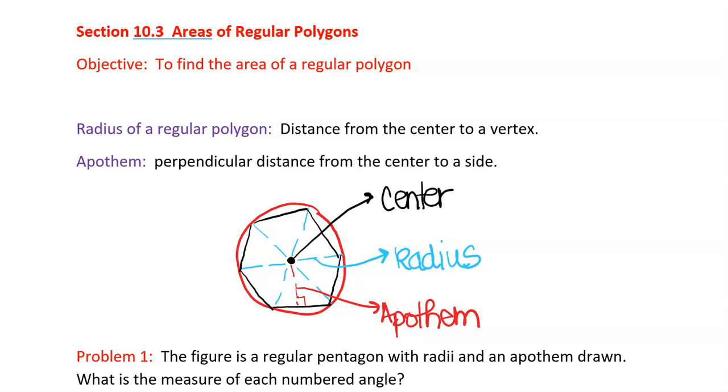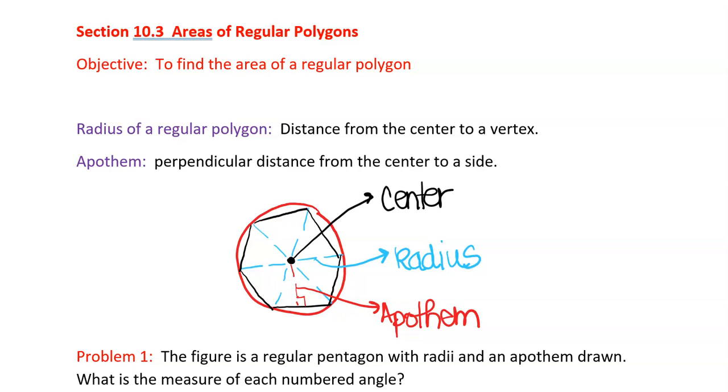Remember that a regular polygon has exactly the same length sides. If you have 6 sides, all the sides are the same. If you have 8 sides, all the sides are the same, and so on. So if you split those polygons into triangles, all of those triangles will be the same as well.